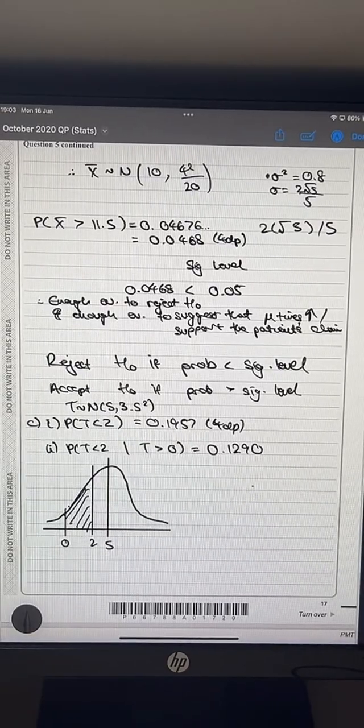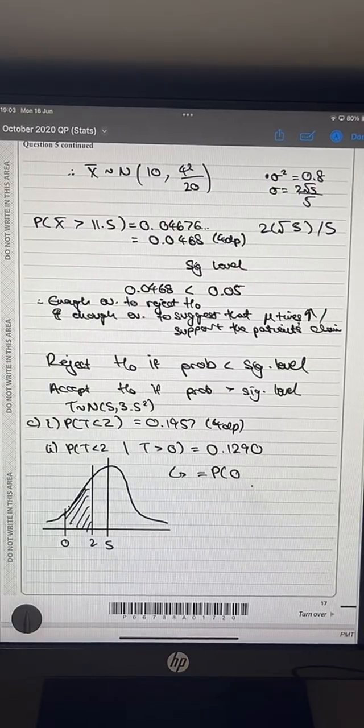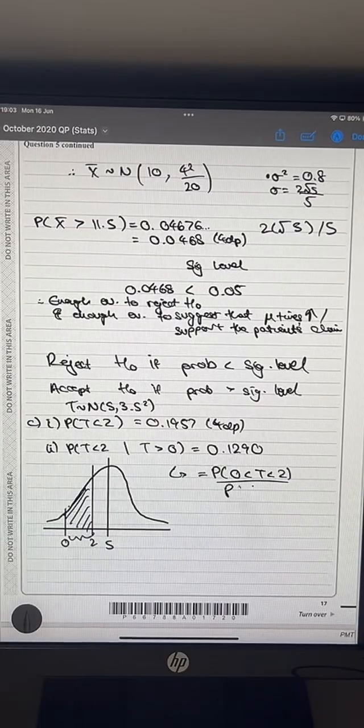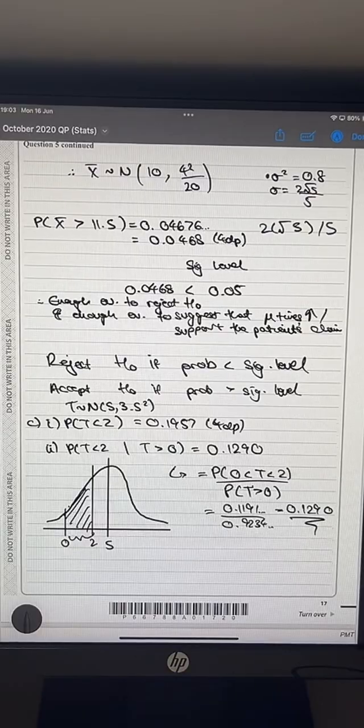So you can also use the formula. I did it both ways when I was figuring this out, so you can use one to check. If you use the formula, that is equal to P(0 < T < 2), because you want the intersection, divided by P(T > 0). Then you get 0.1191 and so on, divided by 0.9234 and so on, and you get the same answer, 0.1290 to 4 dp. So you can use both methods, but always draw it to visualize.